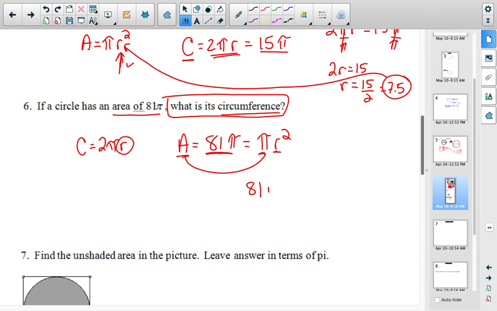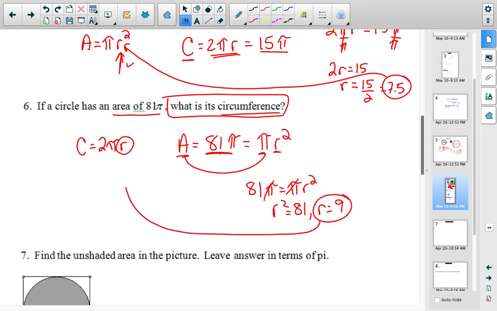So 81 pi equals pi r squared. Pi's cancel out. R squared equals 81. R is the square root of 81, which is 9. Okay, so I'm going to plug this back in here. So now circumference is 2 pi times 9, and 2 times 9 is 18 pi. They don't give me units, so if you want, you just say units. Same thing up above. Okay.